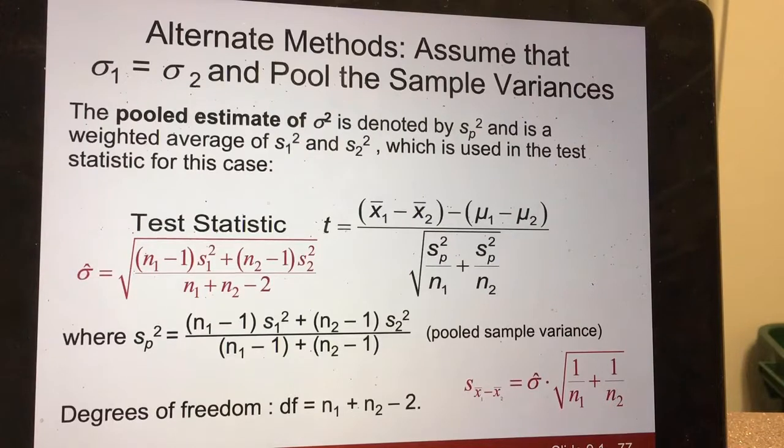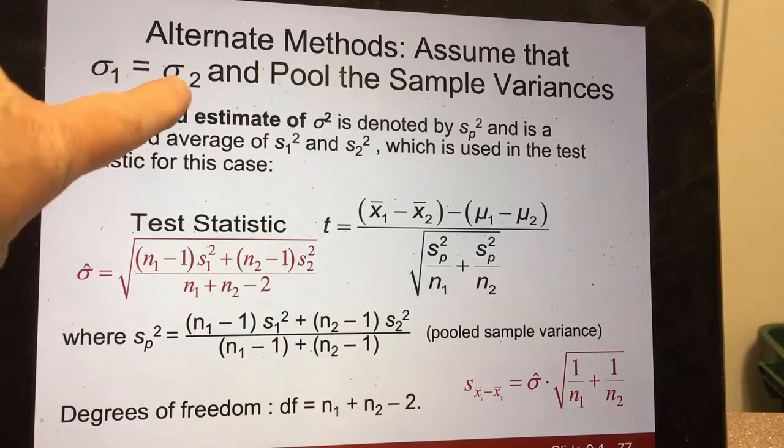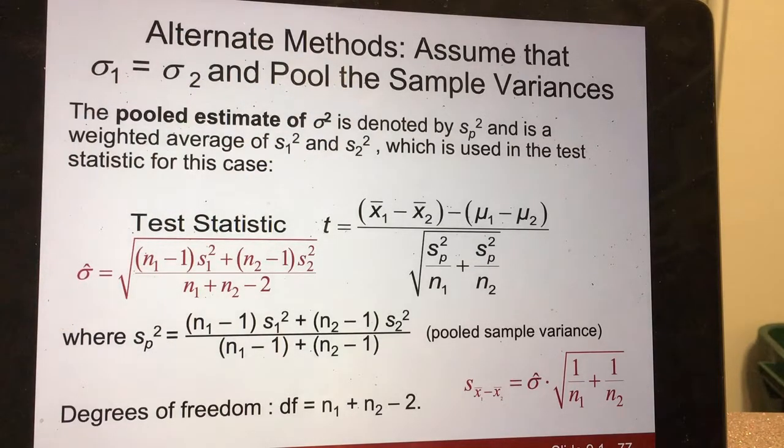All right, so here we go with the next slide, alternate methods. Assume that the two sigmas are equal to each other and pool the sample variances. The pooled estimate of sigma squared is denoted by S_p squared and is a weighted average of S1 squared and S2 squared.